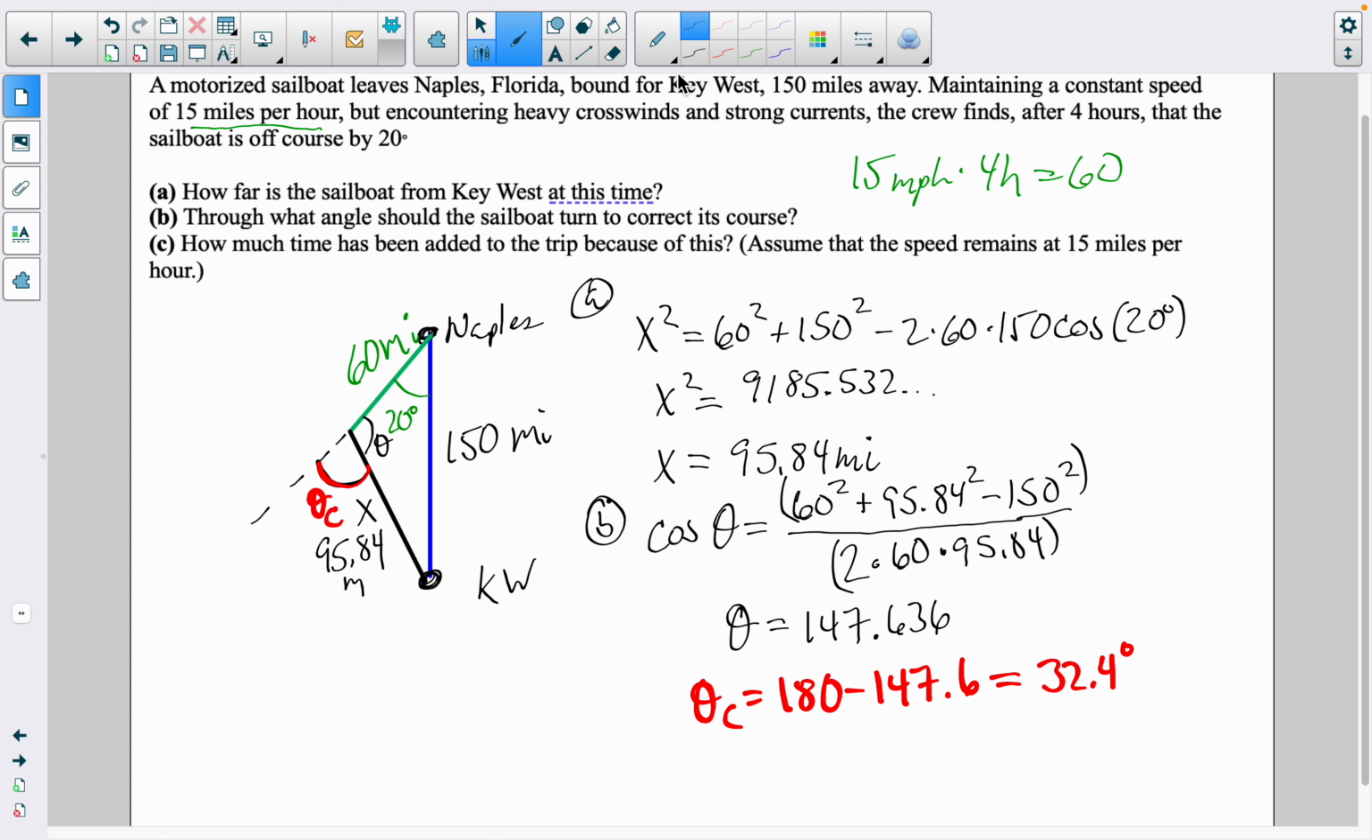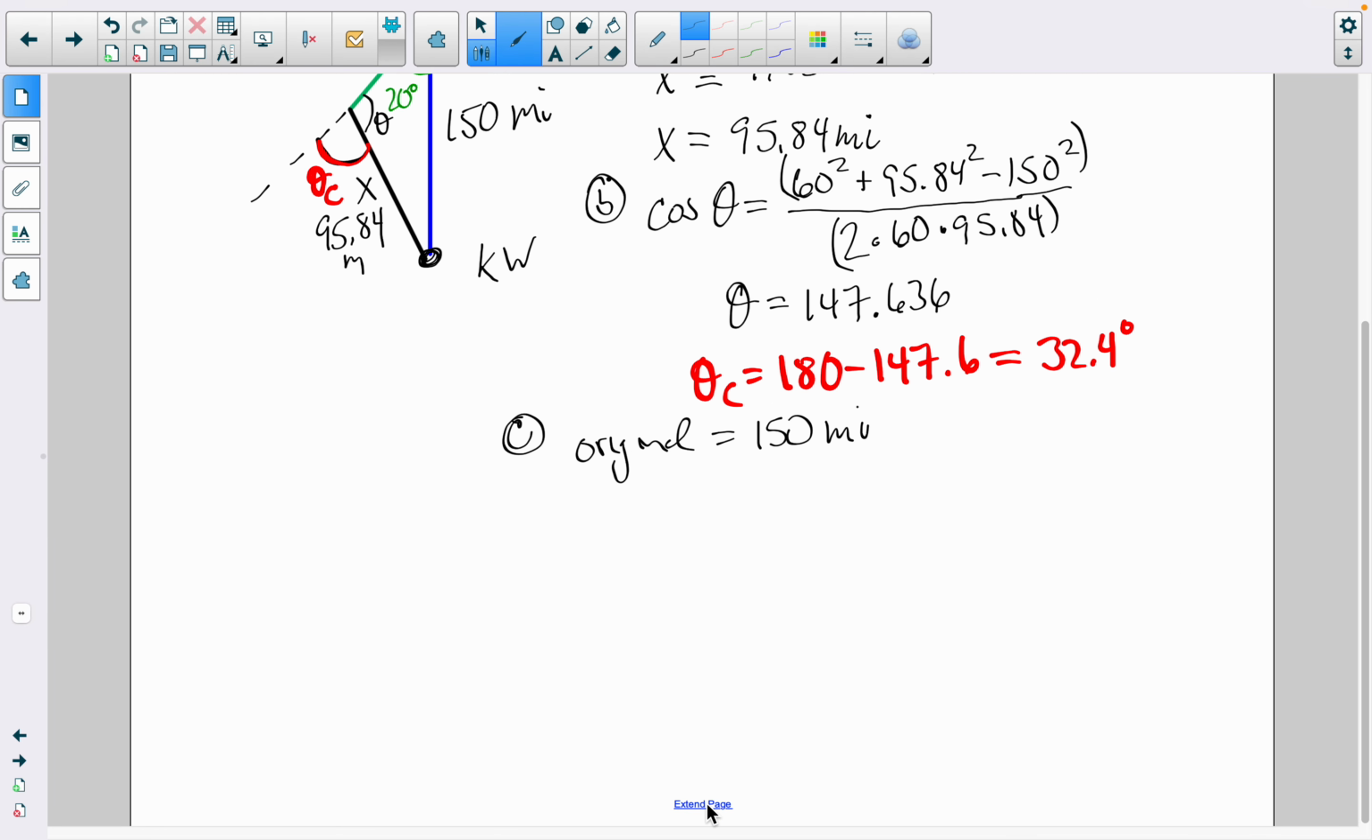Now, question C has nothing to do with law of sines or law of cosines. How much time is added to the trip because of this? Well, let's take a look. The original was 150 miles, but now we went 60 plus 95.84, so just about 156 miles. That's how far we traveled, 156 miles versus 150.